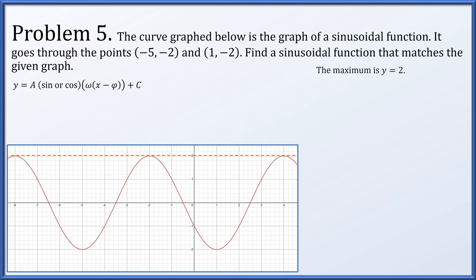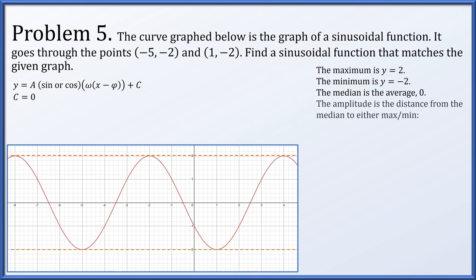We find a maximum value of y equals 2 and a minimum value of y equals negative 2. The median is the average of the max and min, which is 0. So we've solved that c should be 0. The amplitude is now the distance from the median to either the max or the min. Well, the median was 0, the max was 2. So the amplitude is 2. This tells us the absolute value of a should be equal to 2. So a is either plus or minus 2.